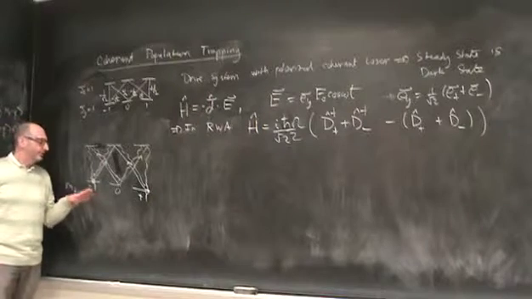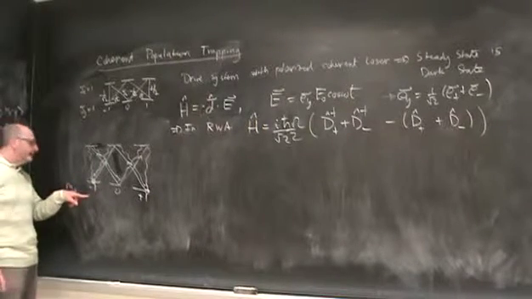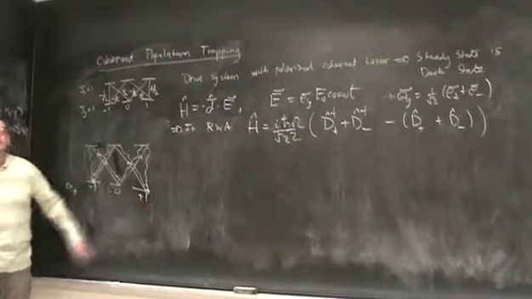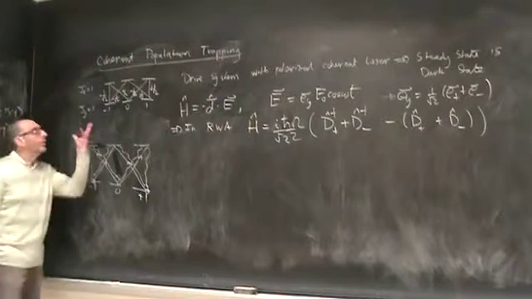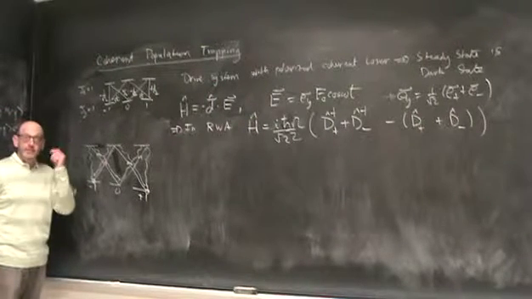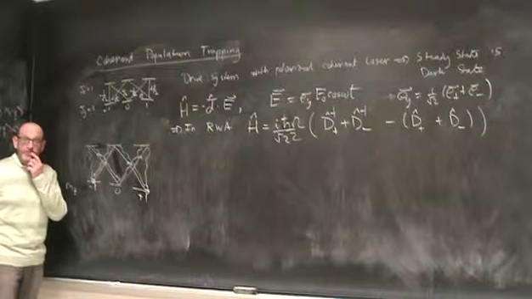So if we start in the subspace spanned by these two states, then we always stay in that subspace, due to both the coherent field as well as the spontaneous emission.